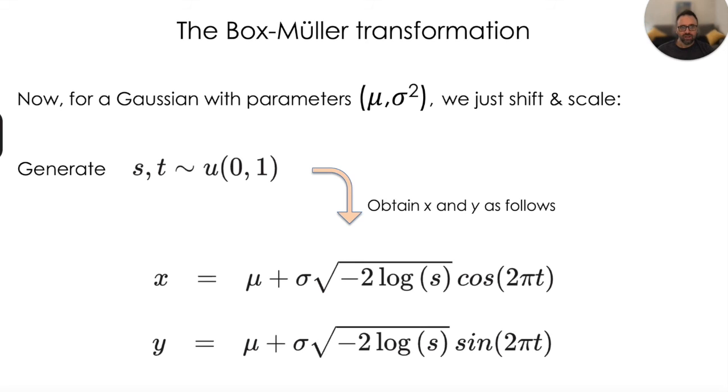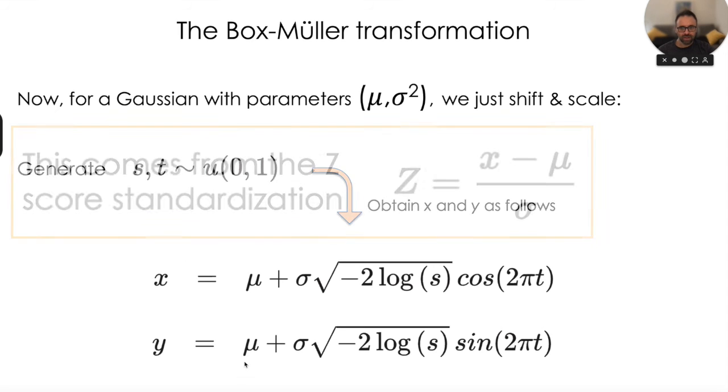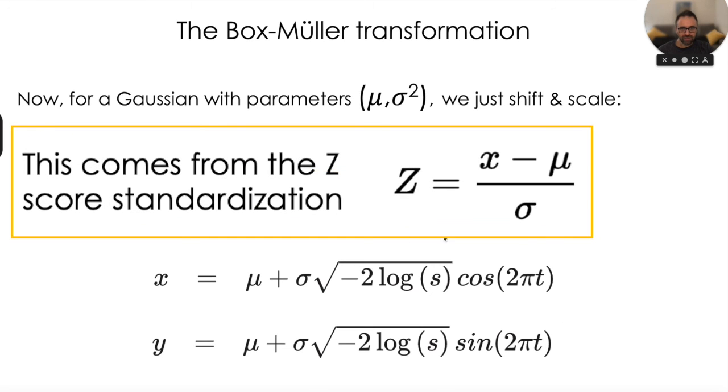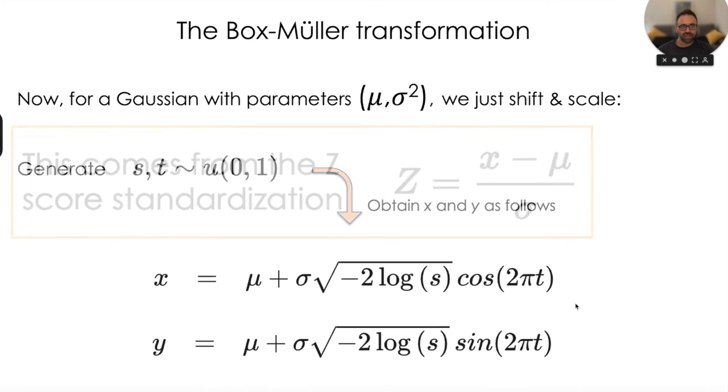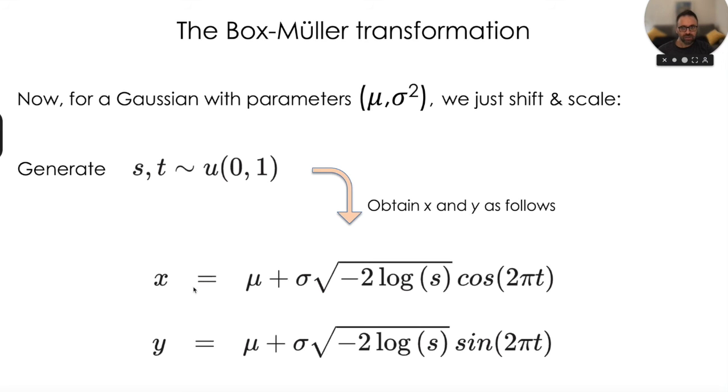Now we just need to add one more thing, which is how to sample from a Gaussian that has any mean and any variance, right? Before, those numbers were for a standard Gaussian, mean 0 and variance equal to 1. Now we just need to shift and scale. So if we want a Gaussian with parameters mu and sigma squared, we just need to add mu here to shift our number x, and we need to multiply this term by sigma. So with these two equations, we can very quickly generate any amount of random Gaussian numbers coming from uniform numbers s and t.